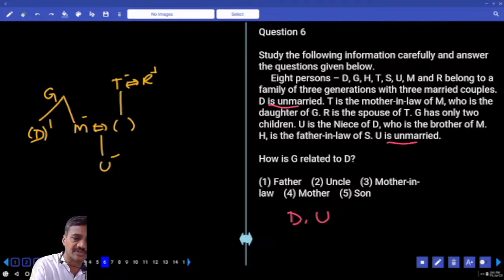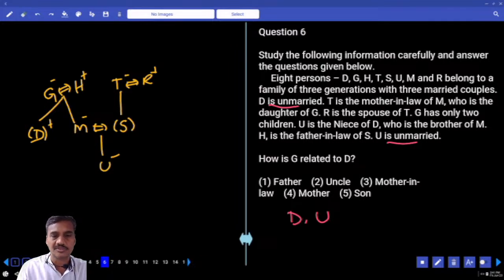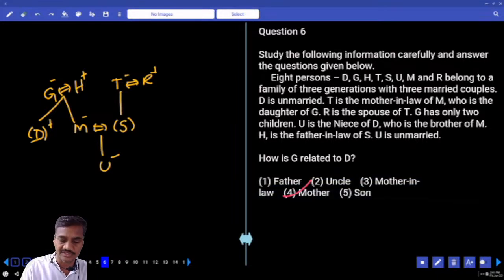Now this D is the brother of M and H is the father-in-law of S. S is here, S's wife's father is H. H is the father-in-law and H is a male, G is a male. G is a female. Then how is G related to D? D's mother is G, choice for question number 6. And 6th one, it is mother.